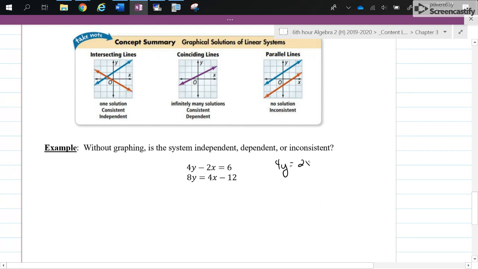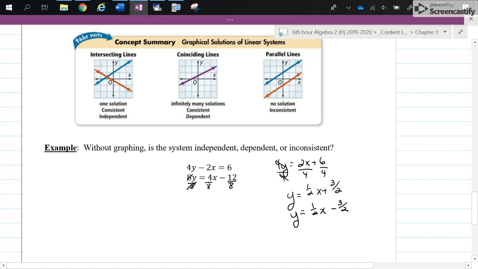If we put both equations in slope-intercept form, then we can look at the slopes, and we can look at the y-intercepts and determine what type of system we have. So the first equation is y equals 1/2 x plus 3/2. And in the second equation, all we need to do is divide by 8, because it's already 8y by itself. So we're dividing by 8, and we get y equals 1/2 x minus 3/2.